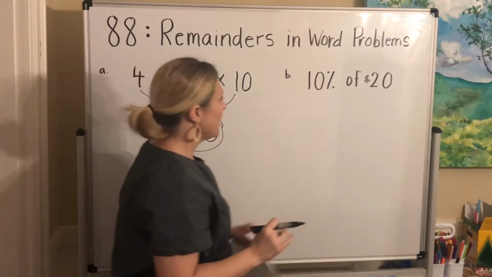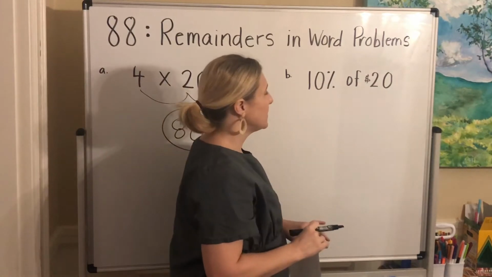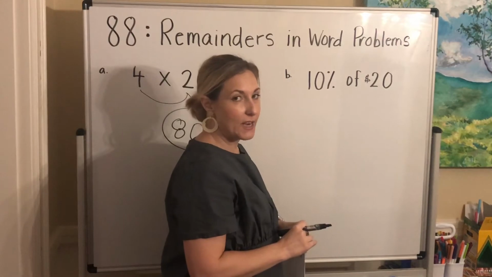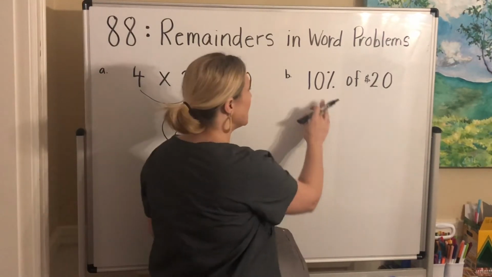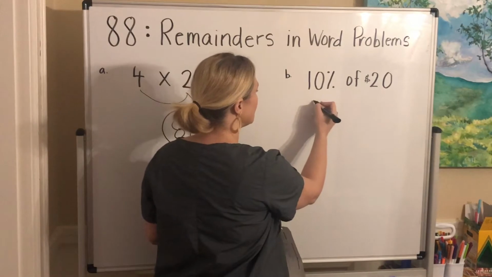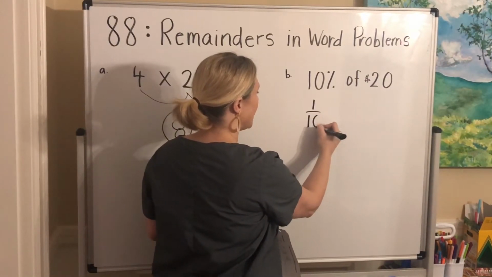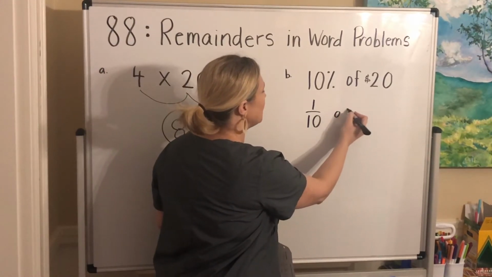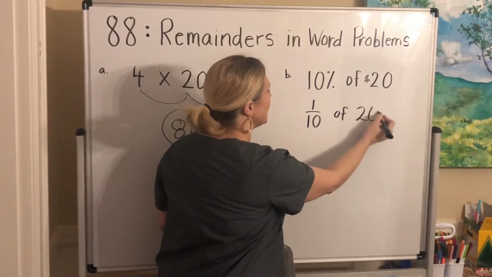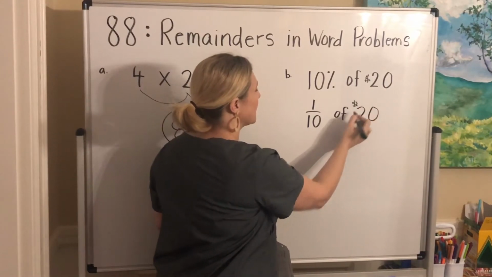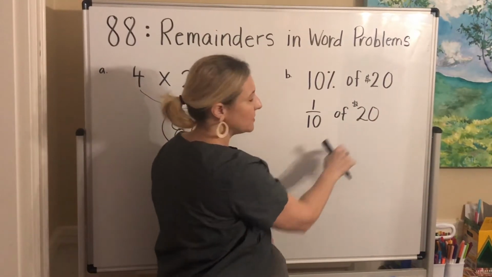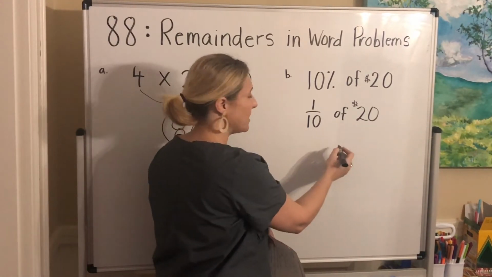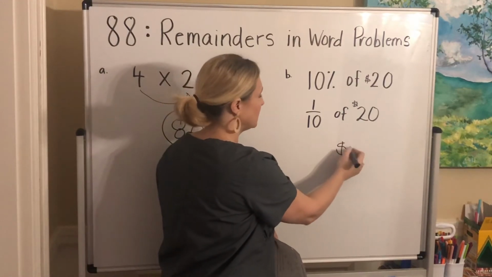Okay, let's look at B, 10% of 20. Well, let's turn 10% into a fraction, and then we can recognize a problem. Okay, 10% in a fraction form is 1/10, right? So if we've got 1/10 of $20, okay? 20 divided by 10 is how much? 2, so $2.